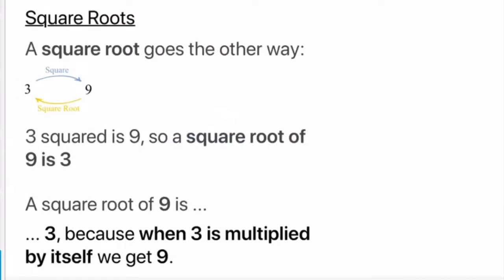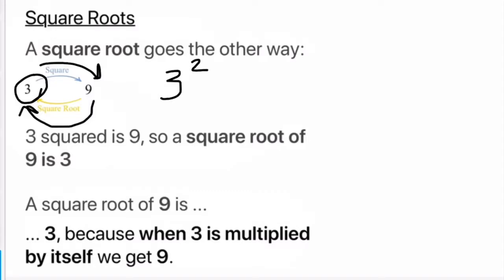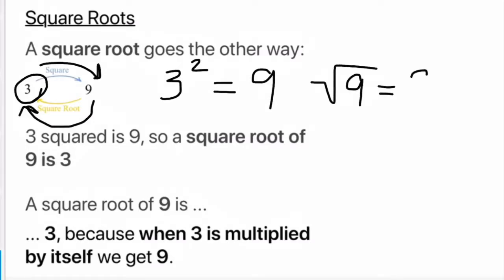So a square root is actually the inverse or the opposite of a square. So if I have 3 squared, that's going to give me 9. So then the square root is what you do to 9 to go back to 3. So the square root of 9 is 3. When we are talking about squares, we use the exponent 2. So this is 3 squared, and this equals 9. When we are finding square roots, we use a radical sign. So this is the square root of 9, which equals 3.